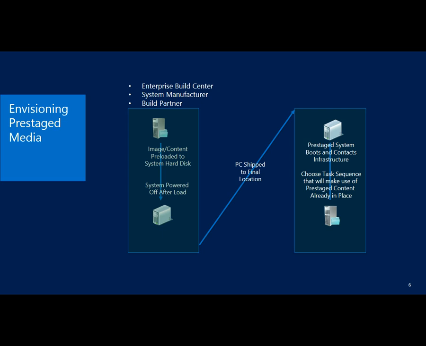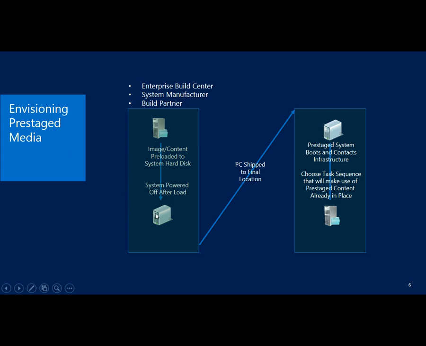So on the left-hand side would be your enterprise build center, your system manufacturer, your build partner, whatever it is. And in that case, you're going to have your image and your content preloaded from the network or from a standalone media stick or whatever resource contains the content. The image that you're going to preload onto the hard disk is going to be here, and then we're going to drop it down onto the system that we are pre-staging for the content, right?